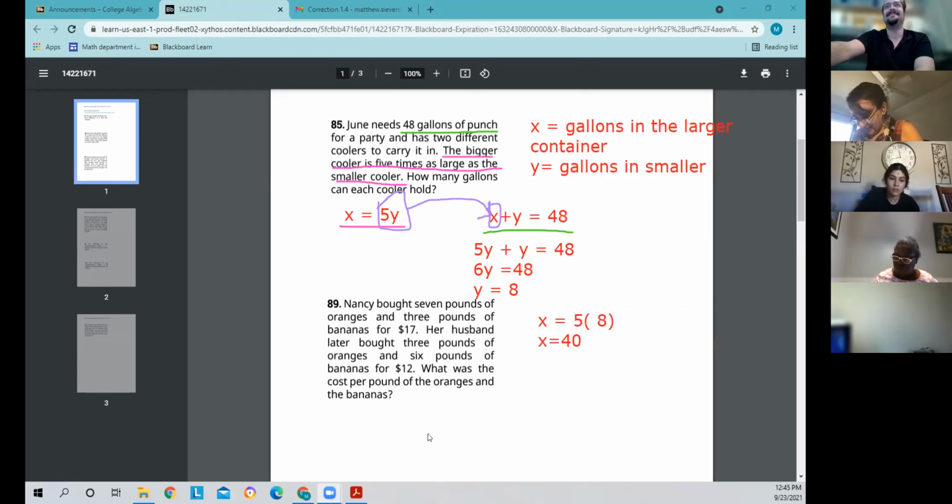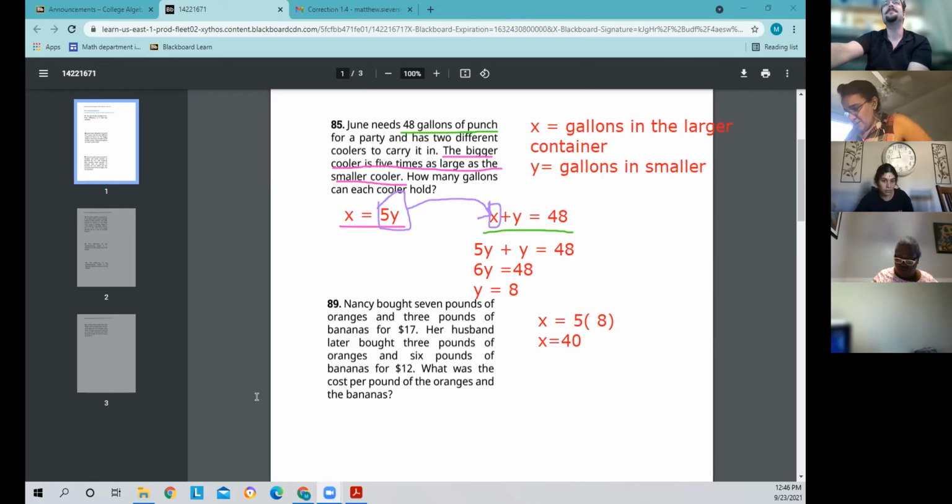But if your boss asked you how many gallons can each cooler hold and you told him X equals 40, Y equals 8, he's probably going to be a little annoyed with you, right? It's like you didn't really answer his question. So how would you answer that question? How many gallons can each cooler hold?